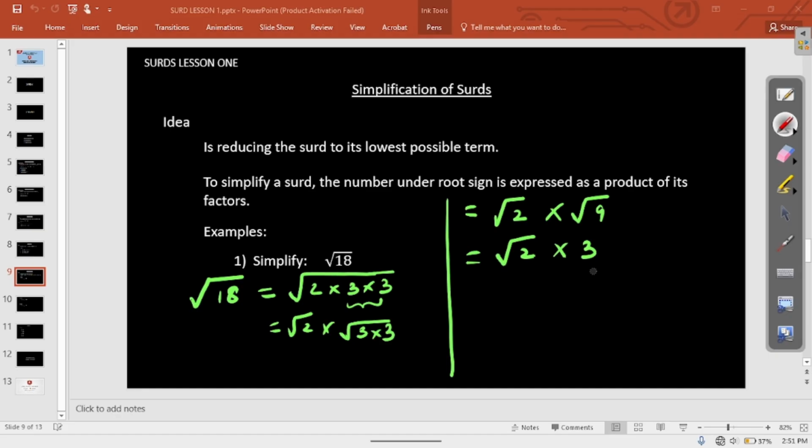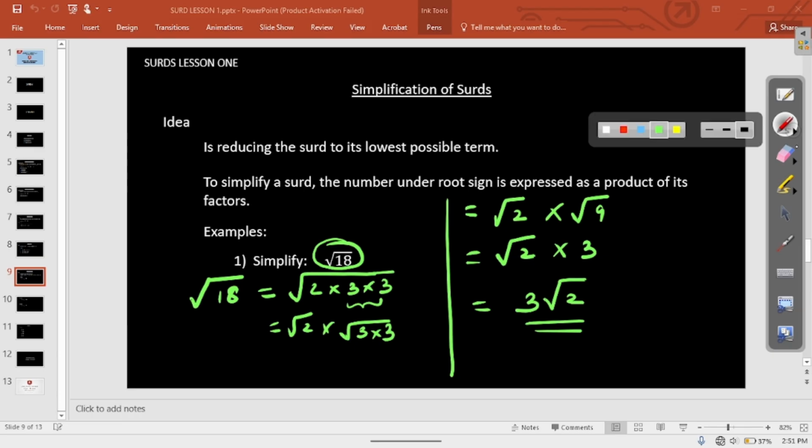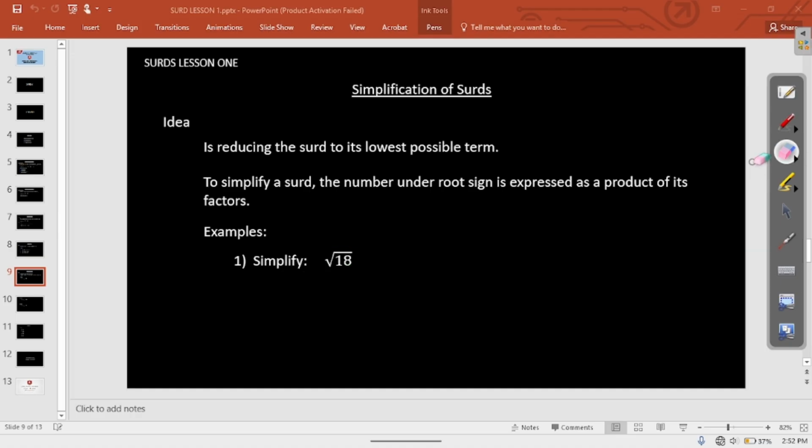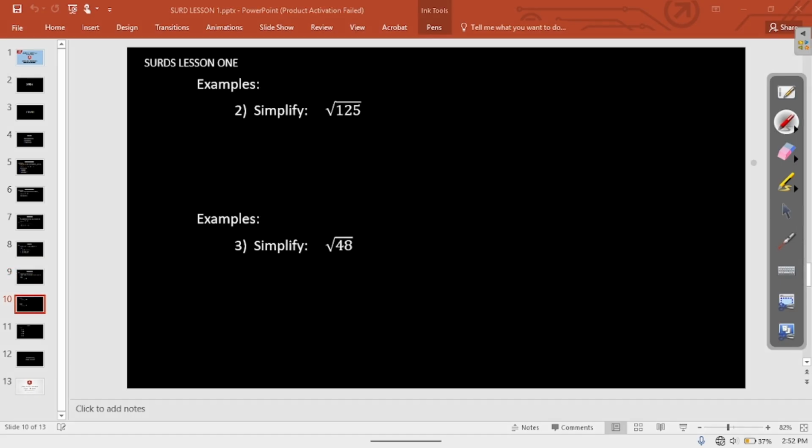So you realize that here now we have a rational number and an irrational number, or surd. So if we multiply the two, our answer is basically going to be 3 root 2. And now instead of having a larger number under the root, we now have a smaller number under the root, and that is 2. So up to that level we say that our surd has been simplified. We can repeat the same by looking at another example, a second example.